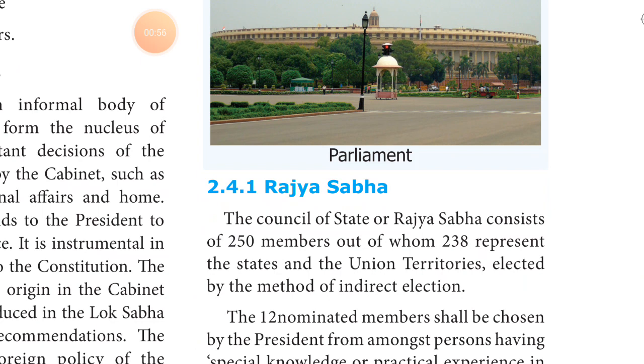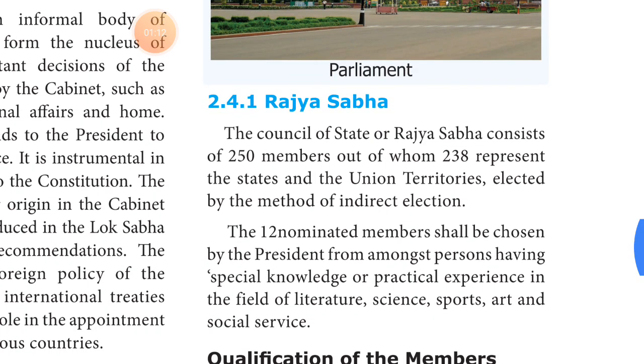The Council of Rajya Sabha consists of 250 members in total. Out of 250 members, 238 members are elected by the states and union territories through the method of indirect election. The remaining 12 members are nominated by the President from the fields of literature, science, sports, art, and social service. For persons with special knowledge or practical experience in a particular field, the President nominates 12 members. For example, Sachin Tendulkar was nominated to the Rajya Sabha from the sports category.